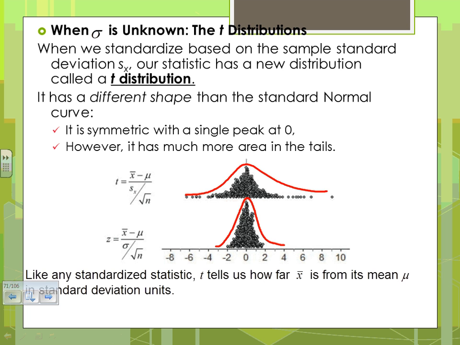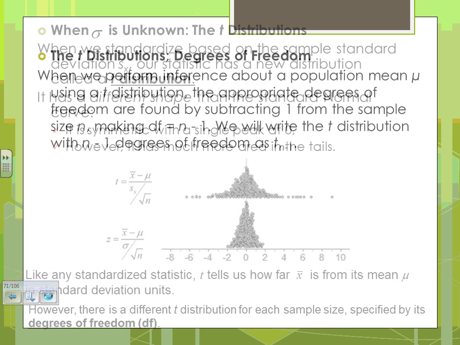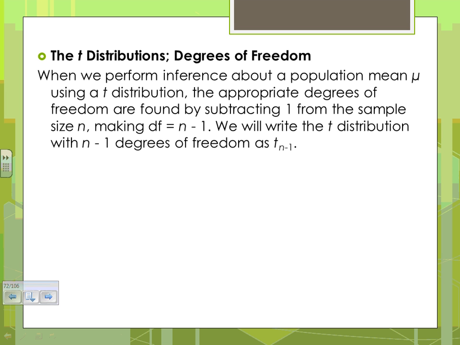Again, the t is going to tell us how far away from that x bar we go out. Just like we did the sigmas that we went out from the mu, the t is still going to tell us how many standard deviations away we are from the x bar. But we have to work with degrees of freedom. When we perform inference about a population mean mu using a t-distribution, the appropriate degrees of freedom are found by subtracting 1 from the sample size. So all you have to do is take your sample size minus 1 to get your degrees of freedom.